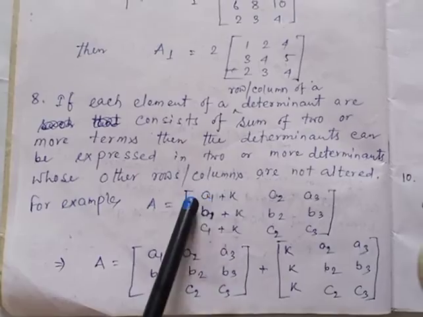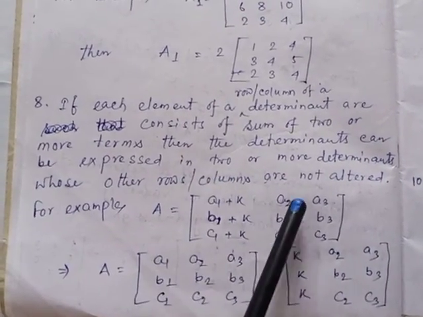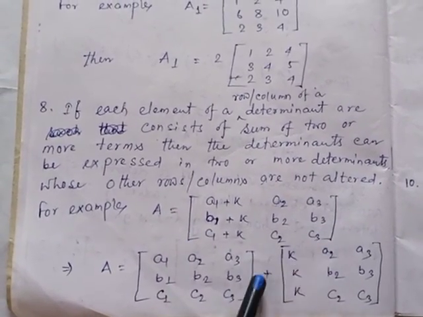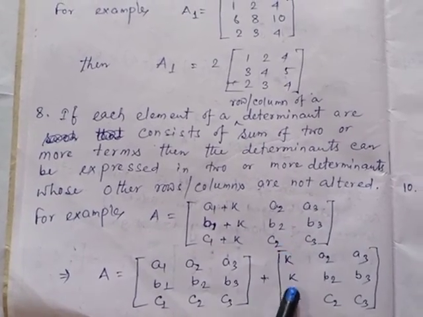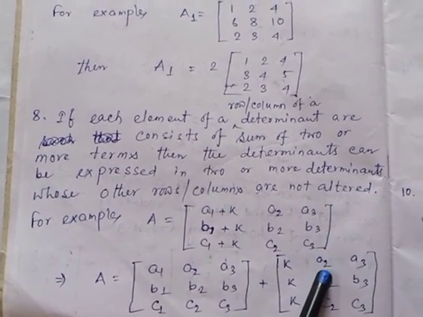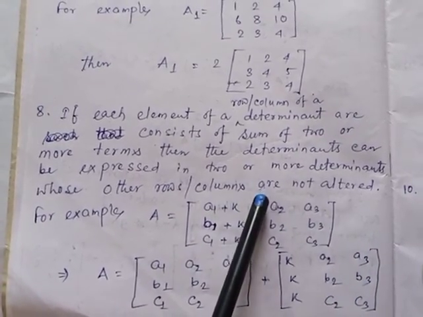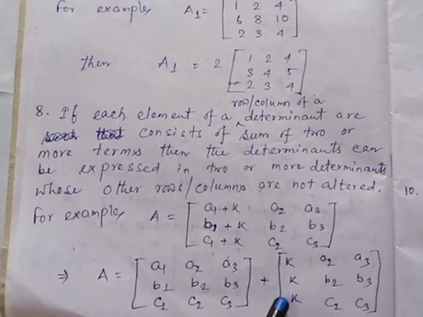So now we break it. That means A equals a1, a2, a3, b1, b2, b3, c1, c2, c3, plus k, and the other determinant with k, and a2, b2, c2, a3, b3, c3 are the same. Only the first row is broken into two parts.